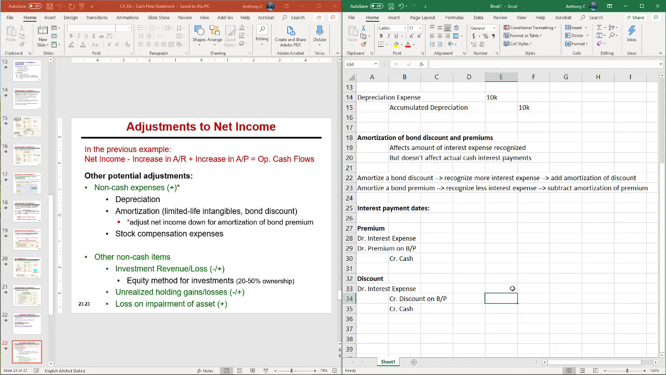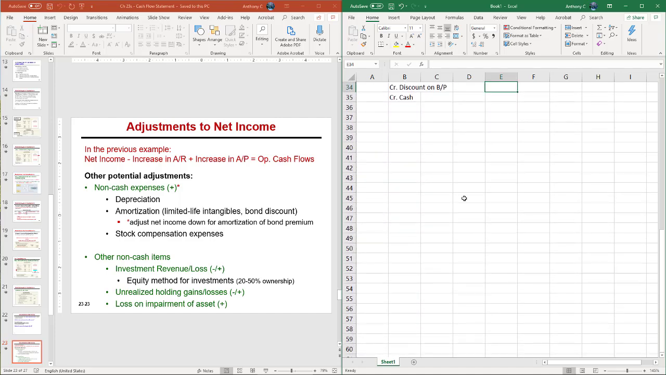And then the last non-cash expense we'll go over is stock compensation expenses. So stock compensation expense, if you remember, we're just going to compensate our employees with stock options or restricted stock. Again, if we think back to the accounting for these, we'll determine the fair value as of the grant date, and then we end up expensing the fair value over the service life.